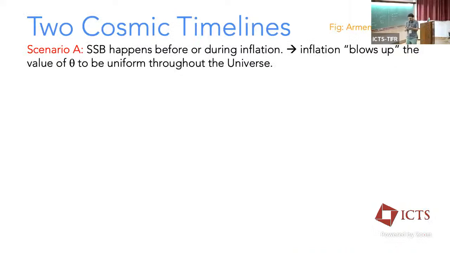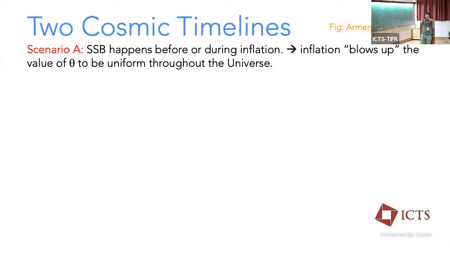Right, so now 2 possible cosmic timelines. The first one I'll call scenario A, when spontaneous symmetry breaking happens before or during inflation. In this case, inflation blows up the value of theta to be uniform throughout the entire universe. The whole point of inflation is it takes a small patch and it makes the universe uniform. So if I have spontaneous symmetry breaking, I have different values of theta everywhere. If you don't understand this right now, we're going to come back to it many, many times, this different values of theta everywhere. So just keep that in mind, but we will come back to it.